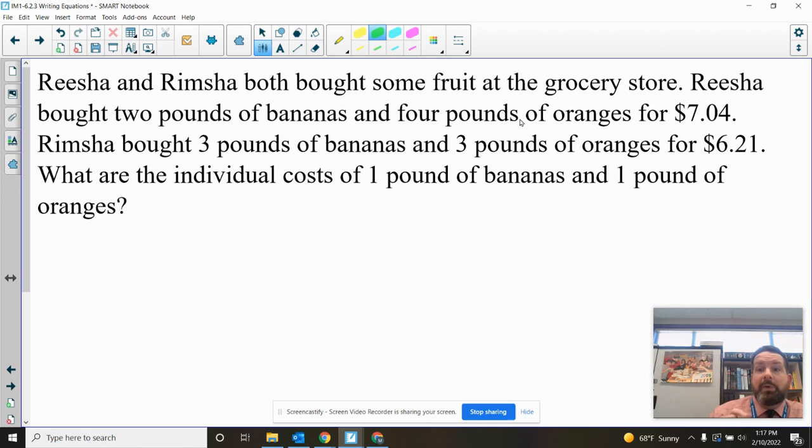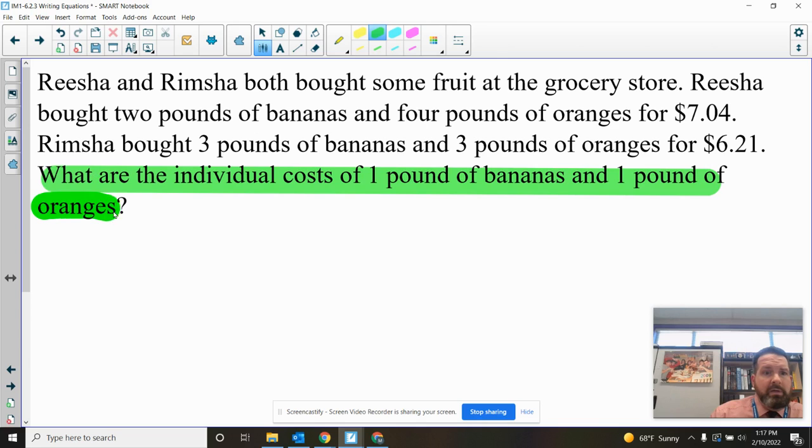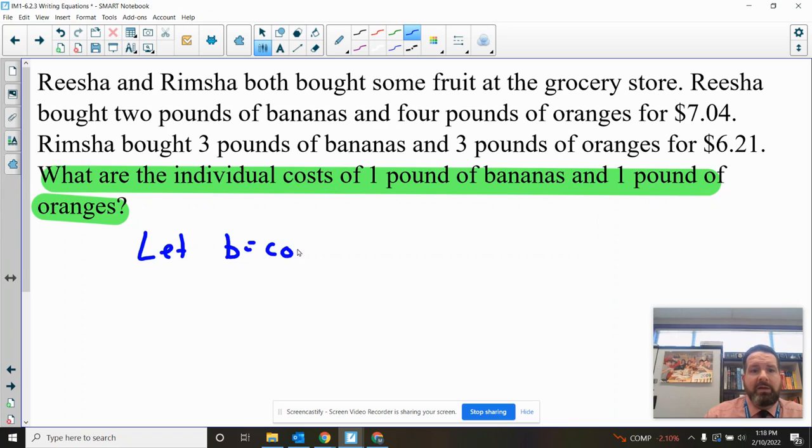We've got the situation. I'm always looking at the question to see what my variables need to be. Right? I'm supposed to find the cost of a pound of bananas. I don't know what that is. That needs to be one of my unknowns, one of my variables. I'm going to let B be the cost of 1 pound. Oop, that's supposed to be an LB. 1 pound of bananas.